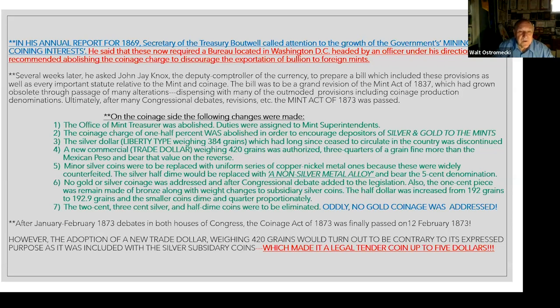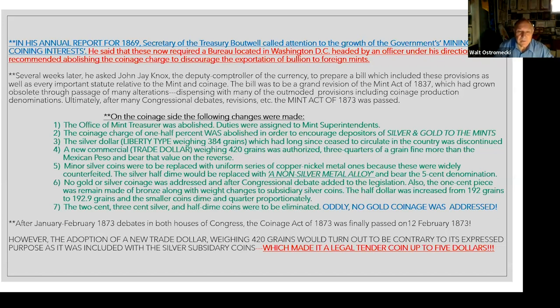See, no gold or silver coinage was addressed after the congressional debate added. But they did add something. The Congress at that time added a 1 cent coin to be made of bronze, along with the weights, and possibly they have it in the records as well. One cent silver coin was also discussed. The half dollar was increased from 192 grains and would remain the rest in bronze, so it'd be 192.9.